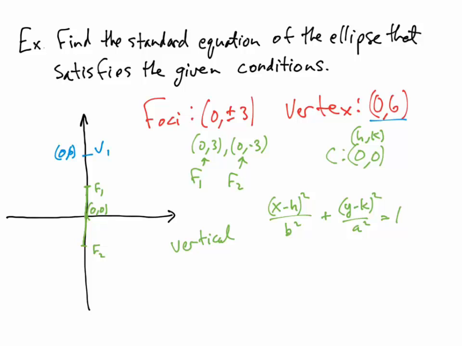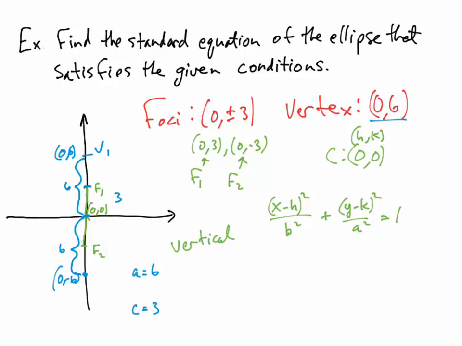Now the other vertex, well, this distance is 6. That means the distance from the center to the other vertex is also 6. So the other vertex must be (0, -6). And because that distance is 6, that tells us that the a value is equal to 6. And the distance from the center to the foci, which is 3, tells us what the c value is. So c is going to be 3 here.